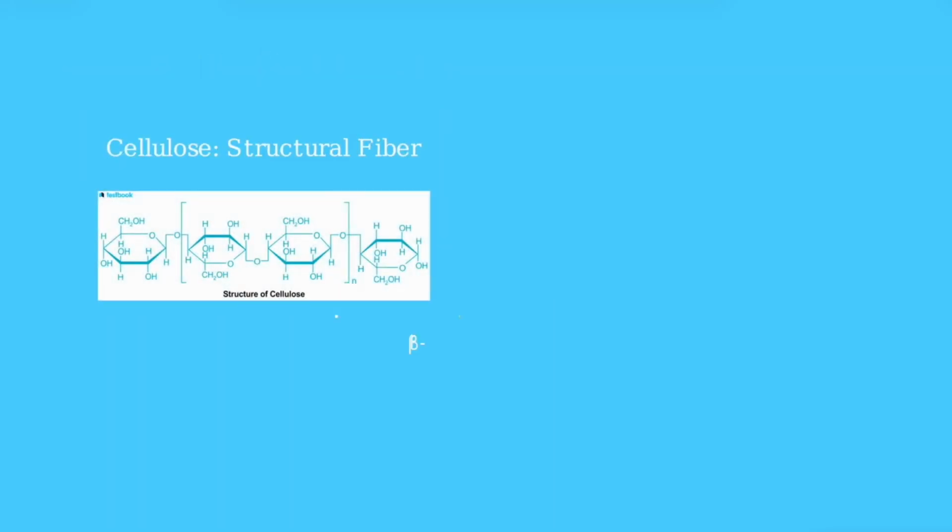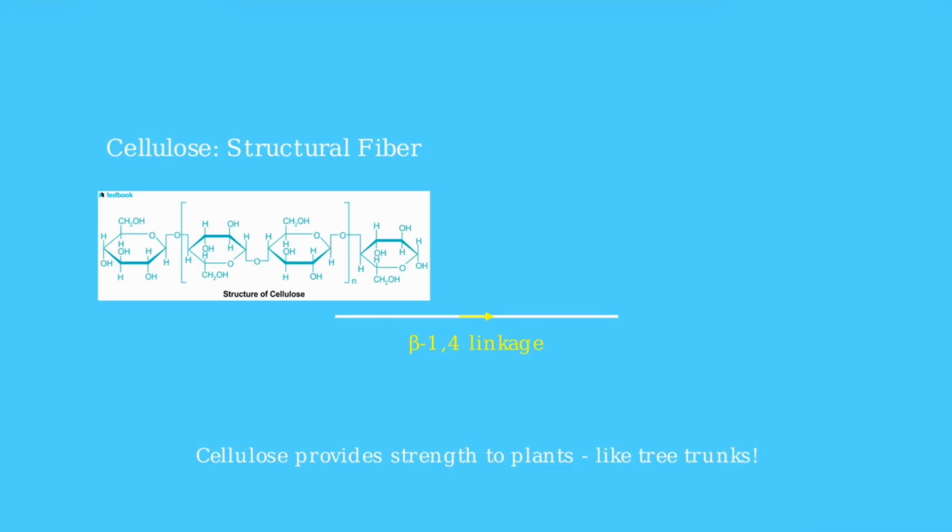Now for cellulose, which is very different. It's also made of glucose units but connected by beta-1,4 glycosidic bonds. This beta linkage makes cellulose strong and resistant to digestion in humans. That's why it's dietary fiber.